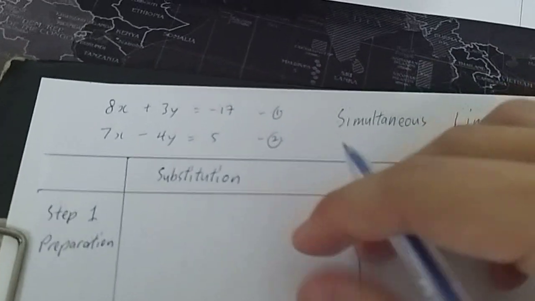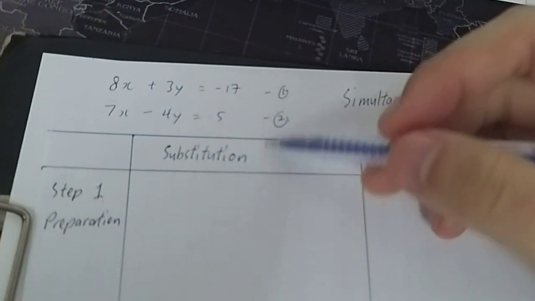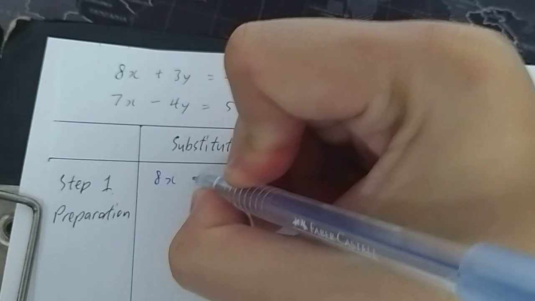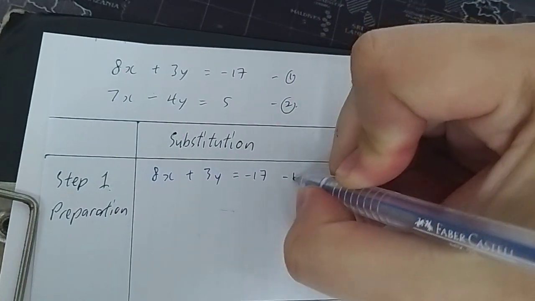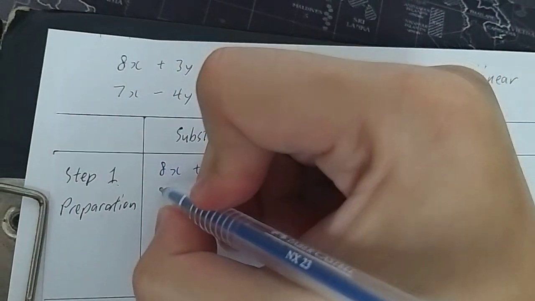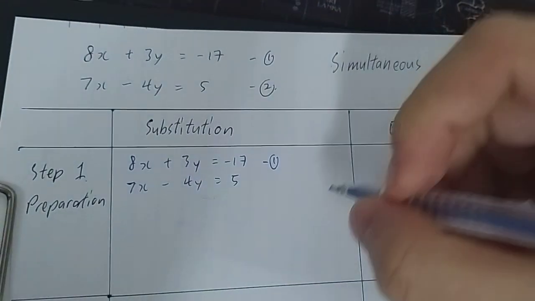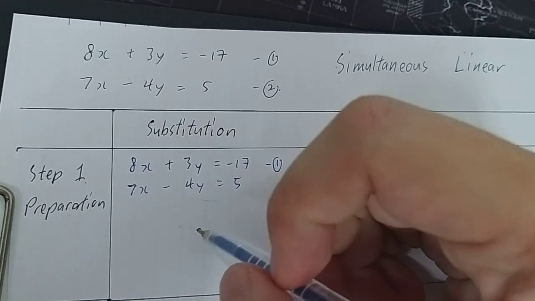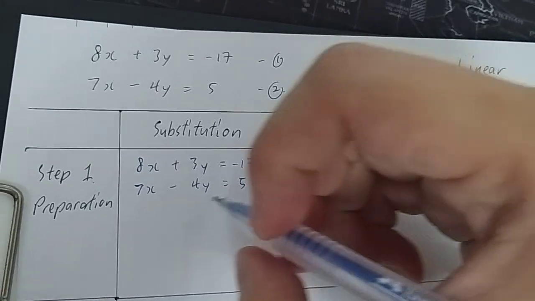First things first, you need to do preparation. I will just pick one of the equations to do the preparation, but let me copy back equation 1 first: 8x plus 3y equals negative 17. This one we're not going to touch. What we're going to touch is this one: 7x minus 4y equals 5. I want to change the subject, which means I want x to be solo, on its own.